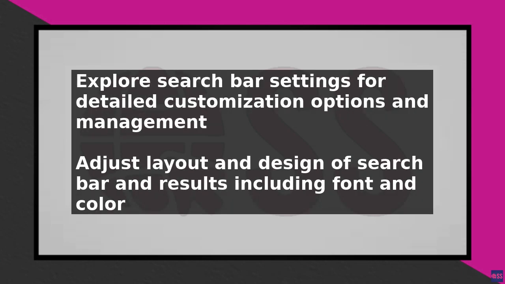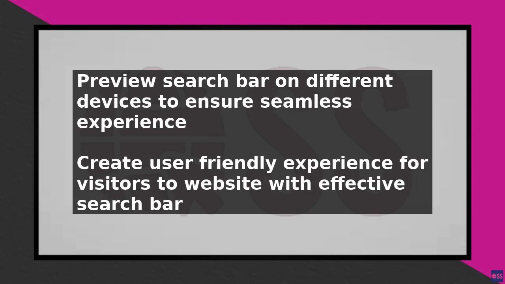Exploring the settings of the search bar provides more detailed customization options. This includes managing how search results are displayed, such as showing or hiding certain pages, and customizing the search results page. The layout and design of the search bar and results can also be adjusted, including the font, color, and opacity. Additionally, the number of results per page can be changed from 10 to 50.